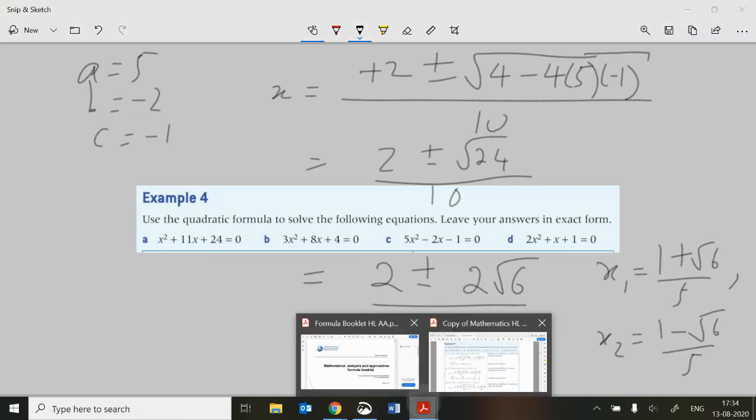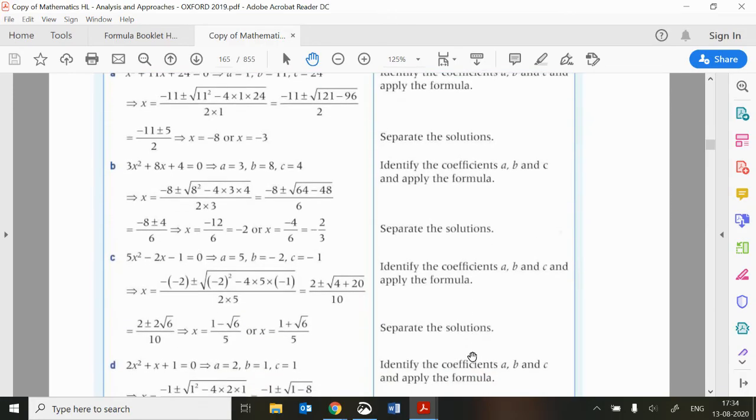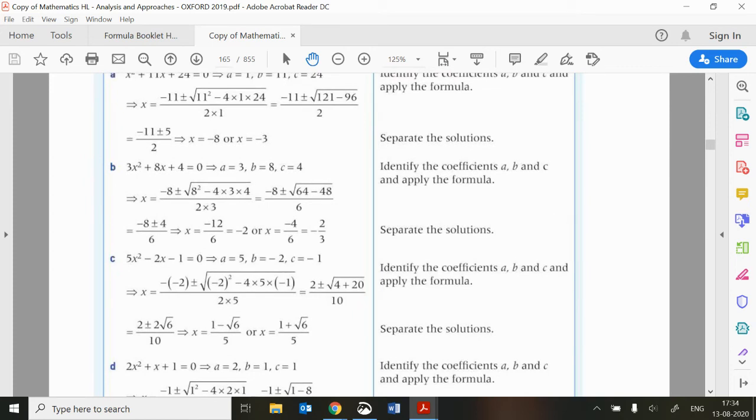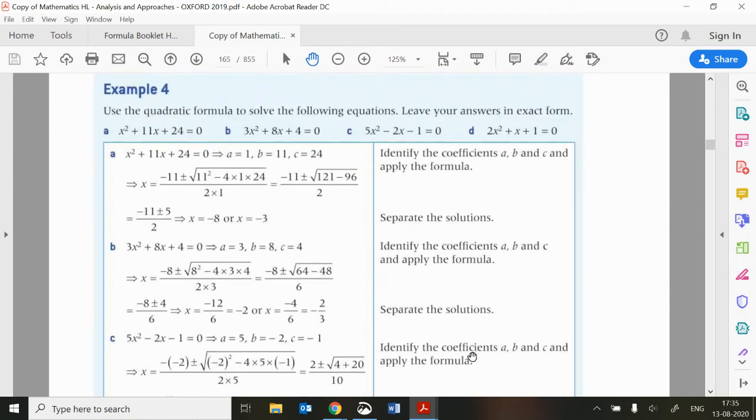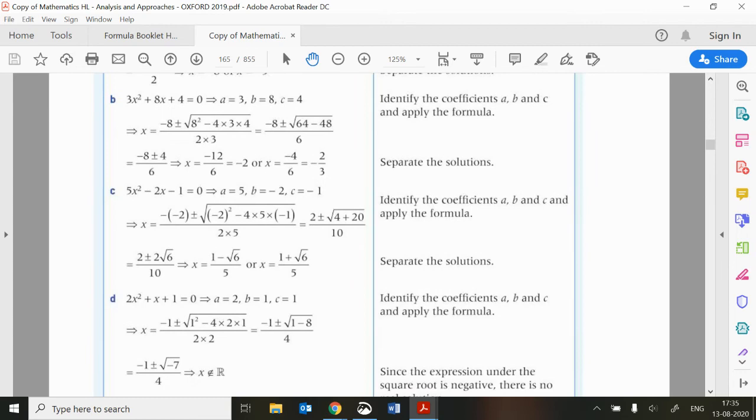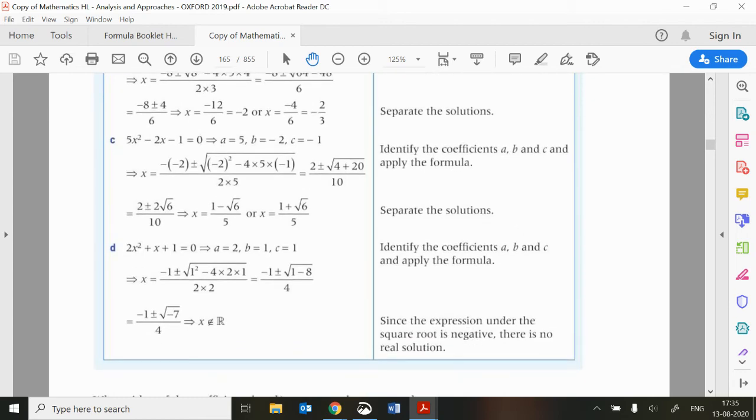Let's have a look at what the book does. So see at the end it says x is equal to either 1 minus the square root of 6 over 5, or, but they've just said x is equal to the other one. So they haven't called them x1 and x2, but you certainly can do. Well, I'm not going to do anything more with that. I think that the questions are just simply practice.